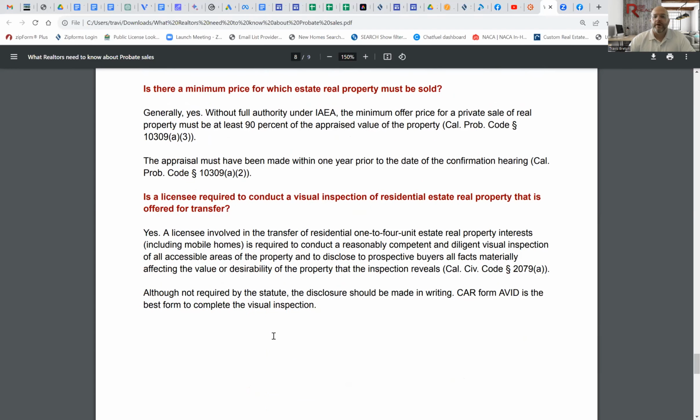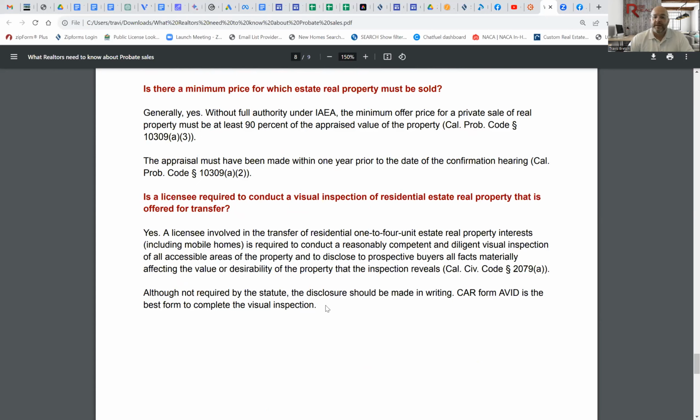Is a licensee required to conduct a visual inspection of real estate? So here, AVID, yes, you are still required. It is a sale. It's a single family home, then you are required to conduct your visual inspection. A licensee involved in the transfer of residential 1 to 4 units, estate real property interest, including mobile homes, is required to conduct a reasonably competent and diligent visual inspection of all accessible areas of the property to disclose to prospective buyers all facts materially affecting the value or desirability of the property.